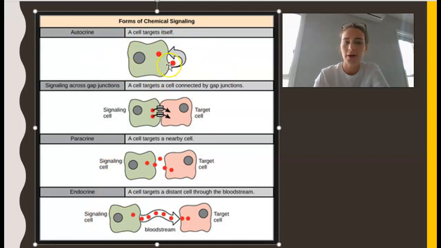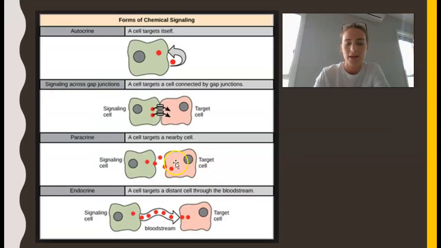So autocrine refers to when a cell is targeting itself or like cells of the same type that are nearby. So auto is self. So that's a bit of a clue in that word, but targeting itself or cells of the same type. Paracrine is signaling that's taking place locally. So we've got a signal being released from a cell and a cell nearby is the target cell. So it hasn't got far to go. That signal's being received in the same local area.